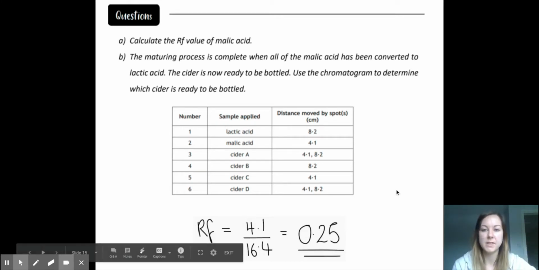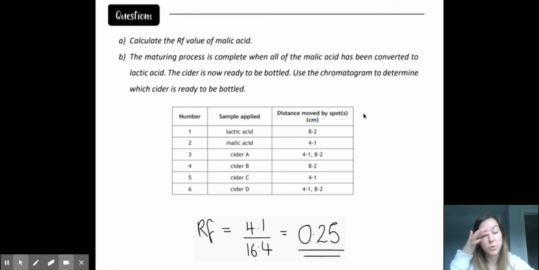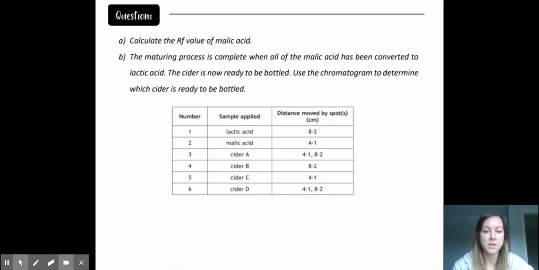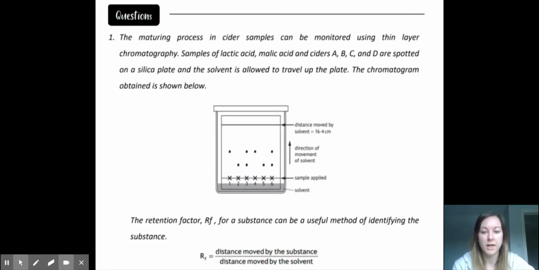Now, part B says the maturing process is complete when all of the malic acid has been converted to lactic acid. So that's when we know that the cider is ready to be bottled, when there is no more malic acid and we only have lactic acid. We have to use the chromatogram to determine which cider is ready to be bottled. What we're looking for is one of the spots that doesn't have any malic acid in it.